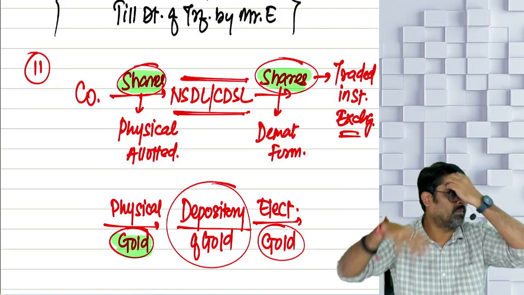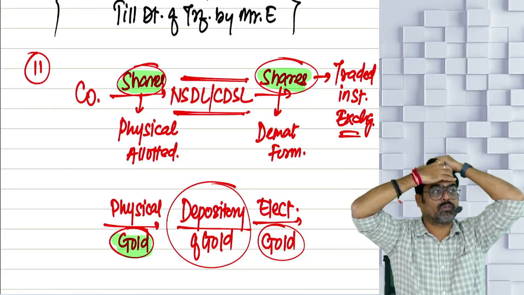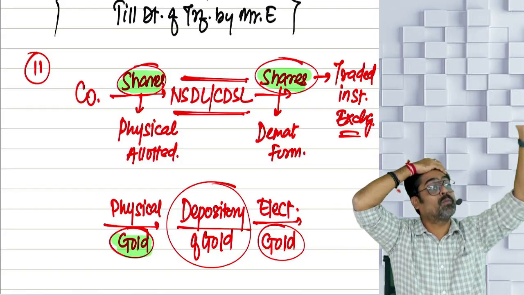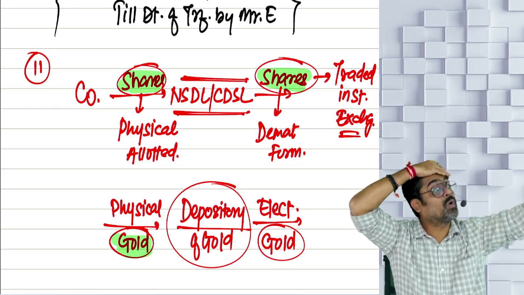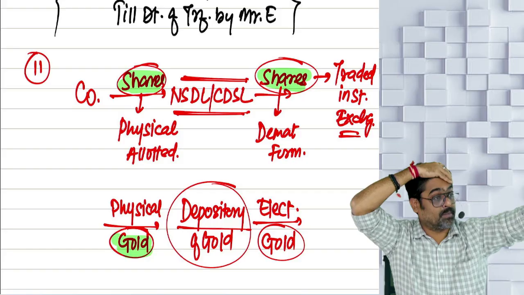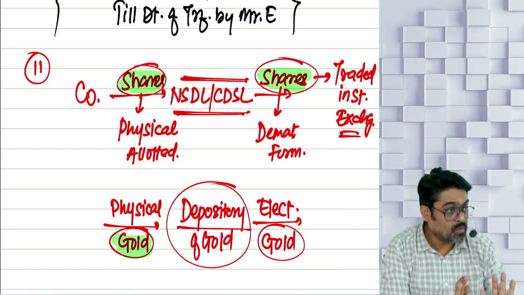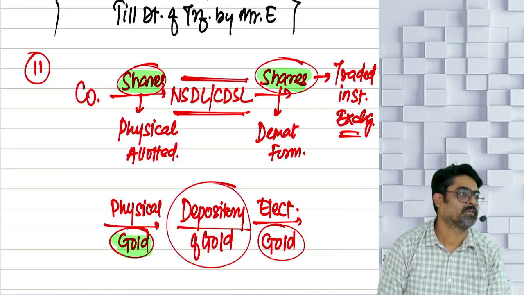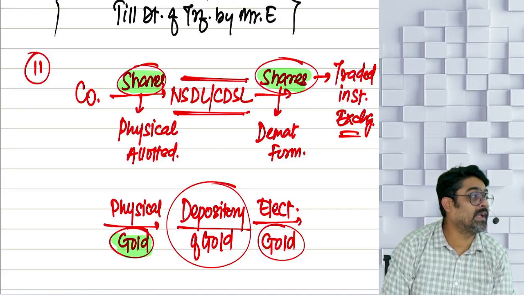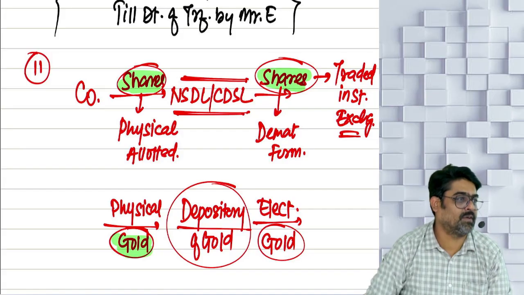Okay, so now tell me, do you have physical gold? Yes or no? You bought that gold in 2009-10, for 3 lakh rupees. Now, if you want, you can give that gold to this depository. This depository will convert your gold into electronic form and will issue EGRs against that.